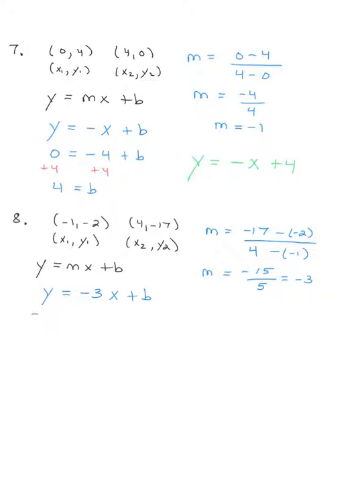This gives me negative 2 is equal to negative 3 times negative 1 plus b, or negative 2 is equal to 3 plus b. After subtracting 3 from both sides, I get that b is equal to negative 5. My equation is y is equal to negative 3x minus 5.